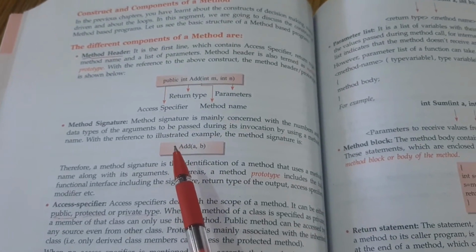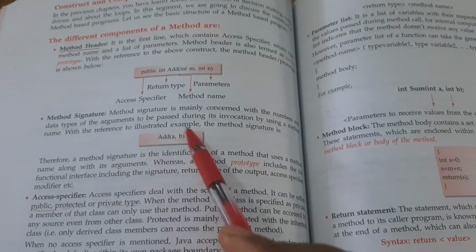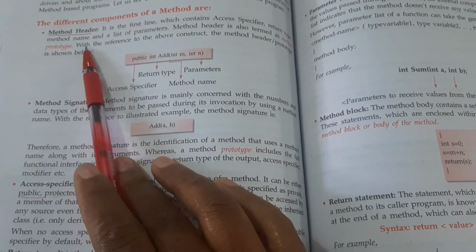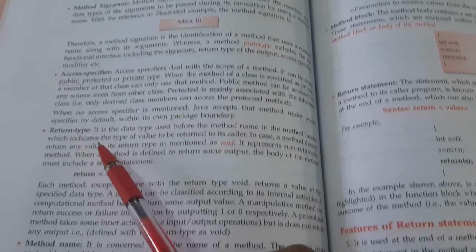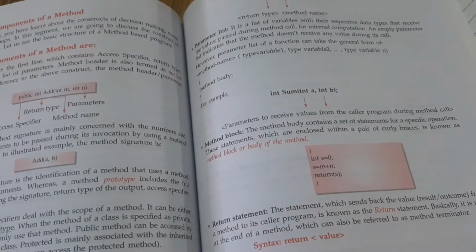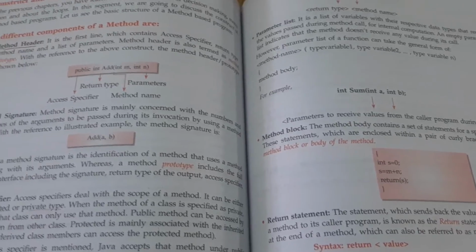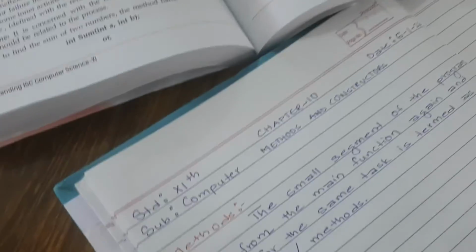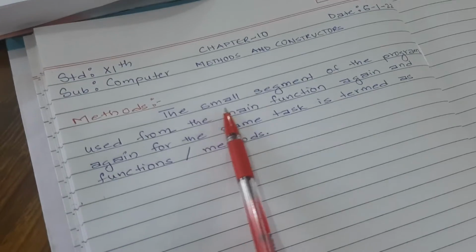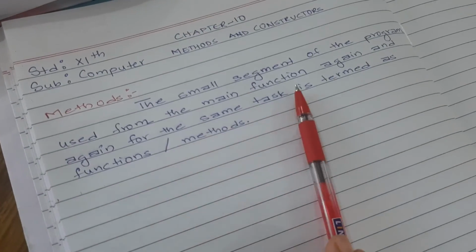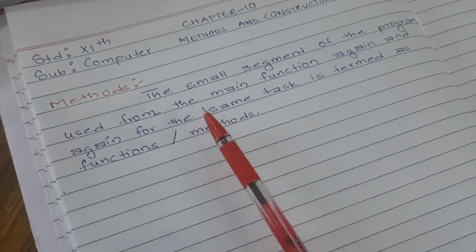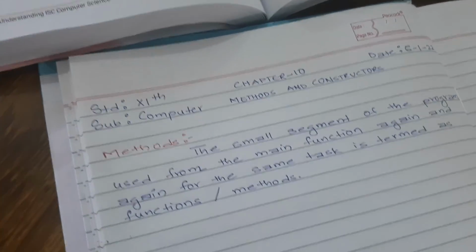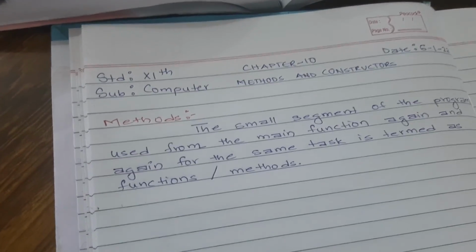You can write a short line for each of them: what a method header is, in your own words, what a method signature is, the types of specifier, what a return type is, and what a method name is. These are the components in a method. Today we have learned what a method is: a small segment of the program used from the main function again and again for the same task, termed as functions or methods, and its components. Please go through this and make a short note on this topic.